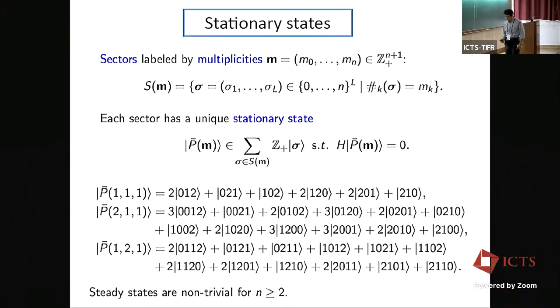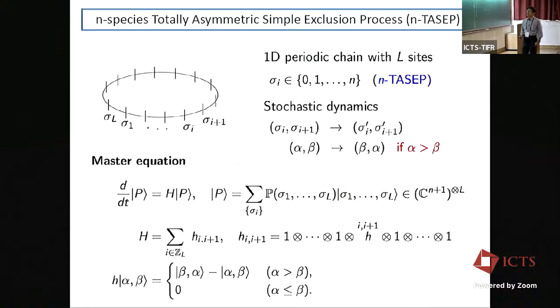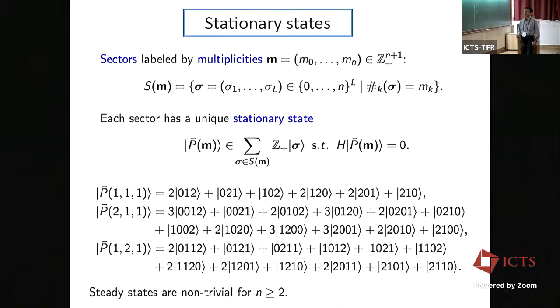Now let me explain the stationary states. This Markov matrix splits into irreducible sectors. This irreducible subspace, which I call a sector, is labeled by a multiplicity array like this. Each sector has a unique stationary state, which is annihilated by the Markov matrix, and I denote it by P bar. In this talk, I normalize the probability to be a positive integer.